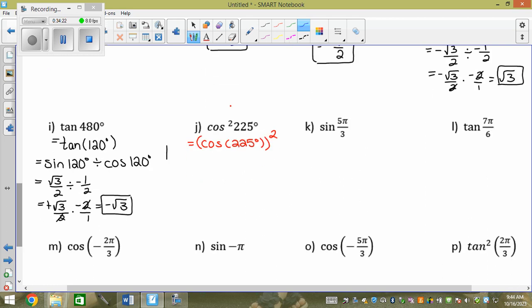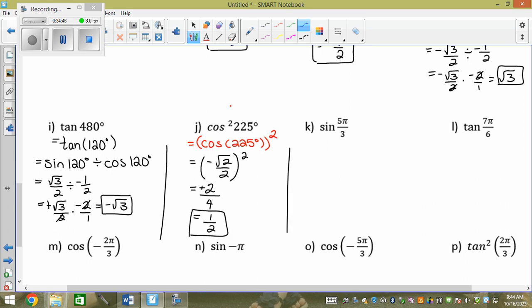Cos at 225 is negative root 2 over 2. But then I square it. When I square a negative, what happens to it? Square a negative, it becomes positive. Square a square root, the square root goes away, right? And then square the 2, you get a 4, so it's a half. Sine of 5 pi over 3. Sine 5 pi over 3 is negative what?